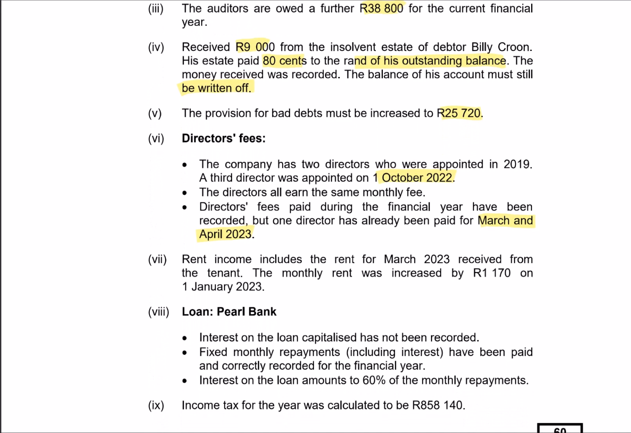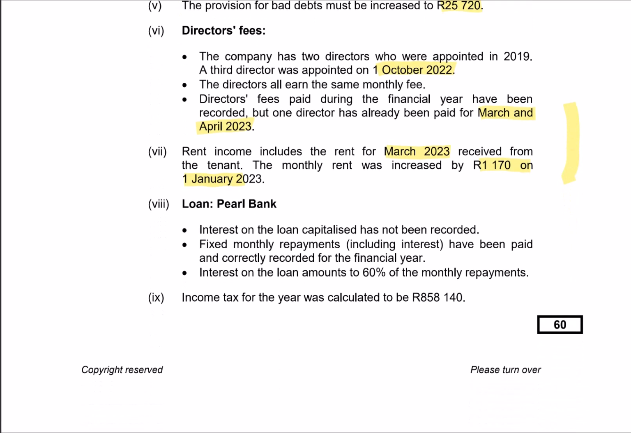Right, rent income includes the rent for March 2023 received from the tenant. The monthly rent was increased by 1,170 on 1 January 2023. So you received rent for 1 month in advance. Right, so you need to calculate the deferred income.